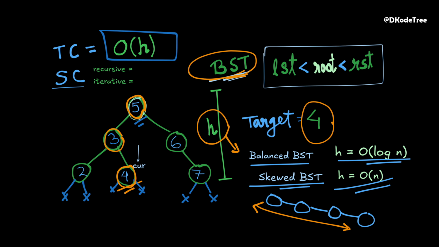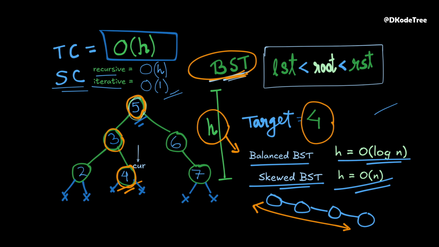And the space complexity of this approach actually depends on how we implement it. The recursive approach takes O(h) extra space because of the recursion stack, which grows with the height of the tree. But in the iterative approach, we don't use any extra space. So it works in just O(1) memory.